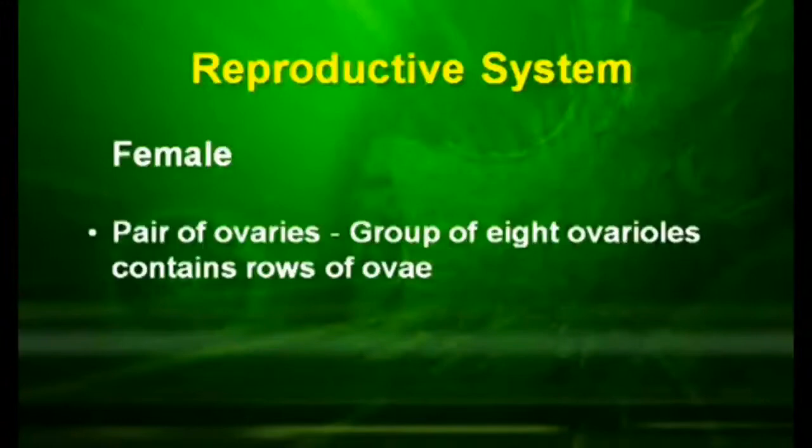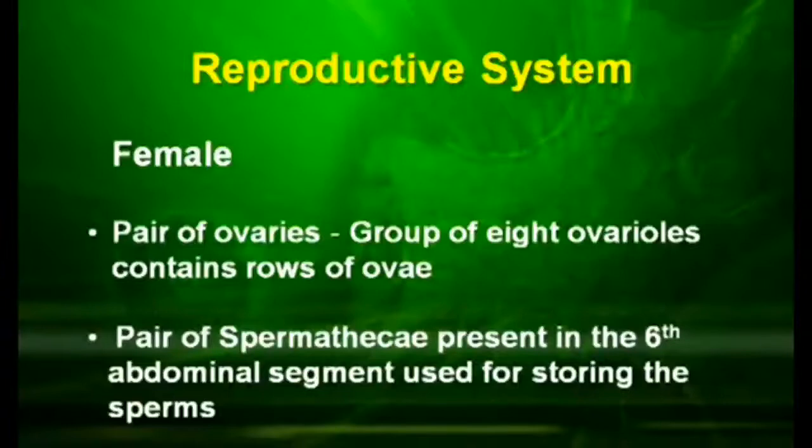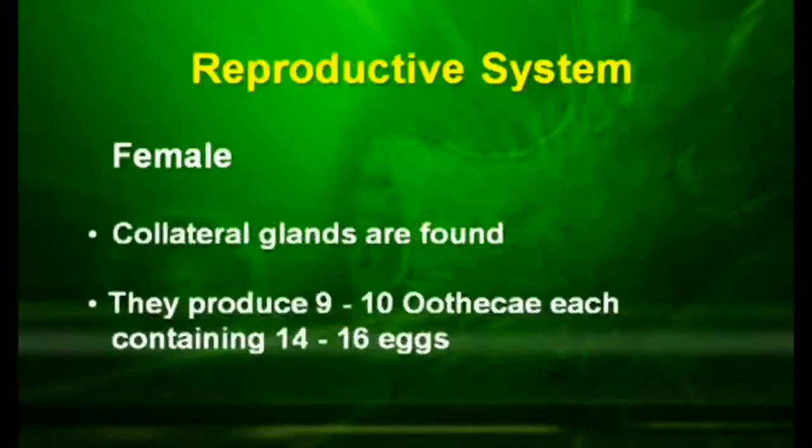Regarding the female reproductive system, the female has a pair of ovaries, each of which is actually a group of 8 ovarioles, which contain rows of ova. It has a pair of spermatheca present in the 6th abdominal segment, which is used for storing the sperms. The collateral glands are found in the female, and they produce about 9 to 10 ootheca, each containing about 14 to 16 eggs.